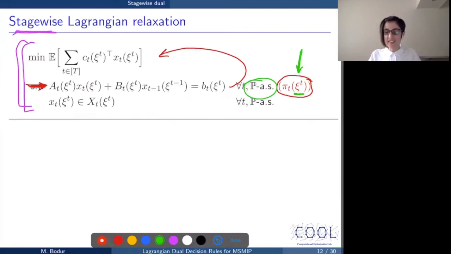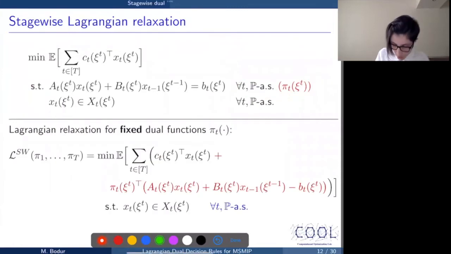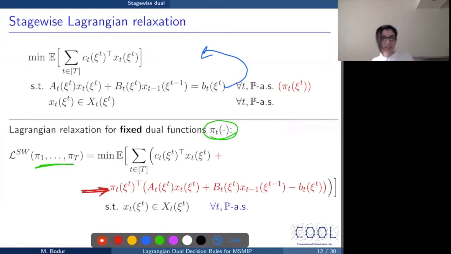So in that case, these pi's are actually infinite dimensional, difficult-to-work-with objects anyway. But for the time being, just assume that I have them in the form of a policy. I gave you what type of policy I have for these pi functions. And once you fix those functions, then you can do this relaxation. Basically, you relax our state equations and add them to the objective in the form of an expectation. So I can work with this type of Lagrangian relaxation.